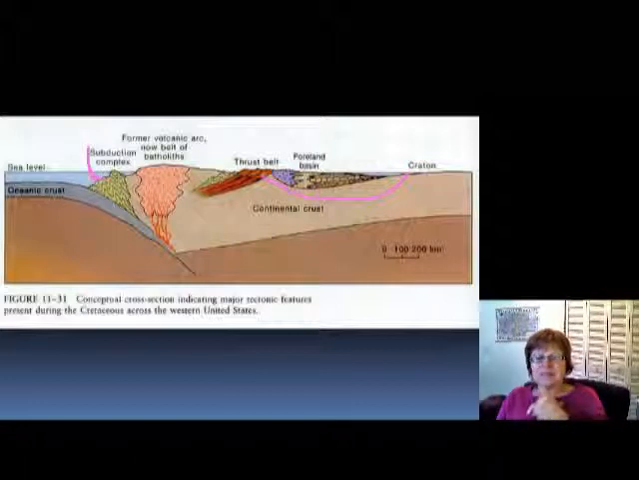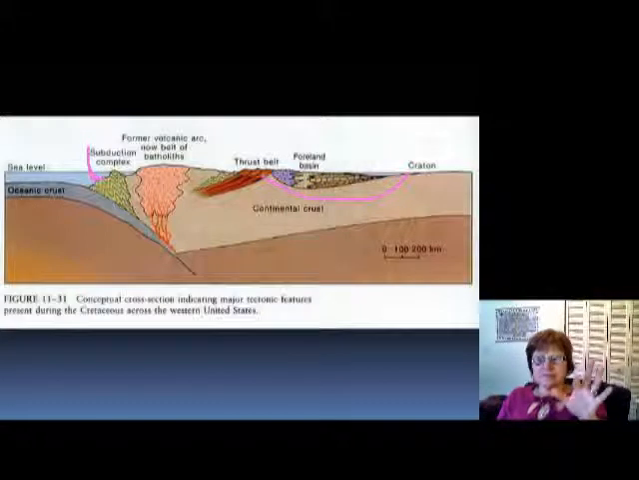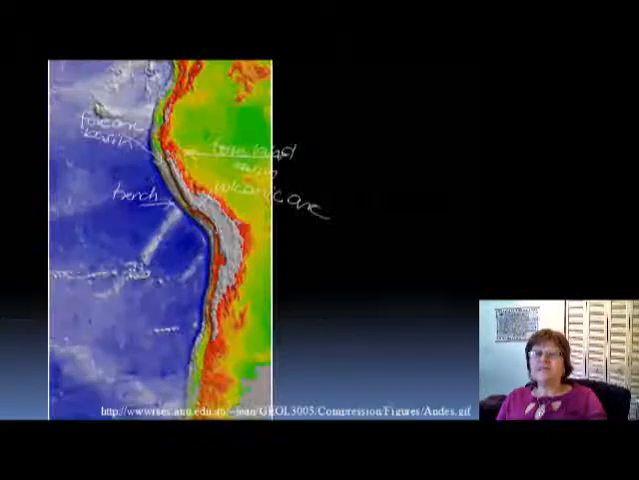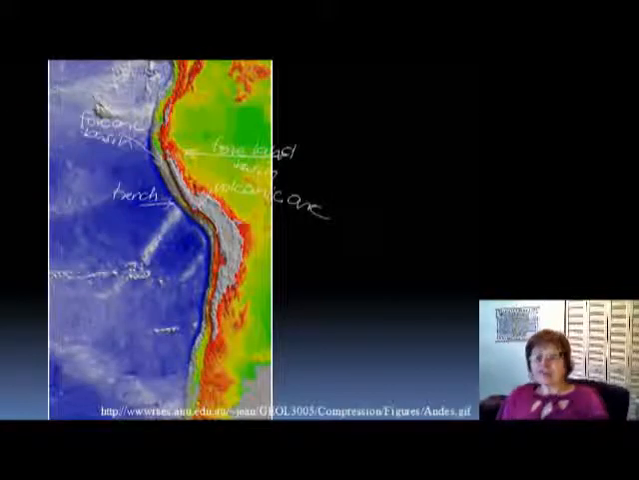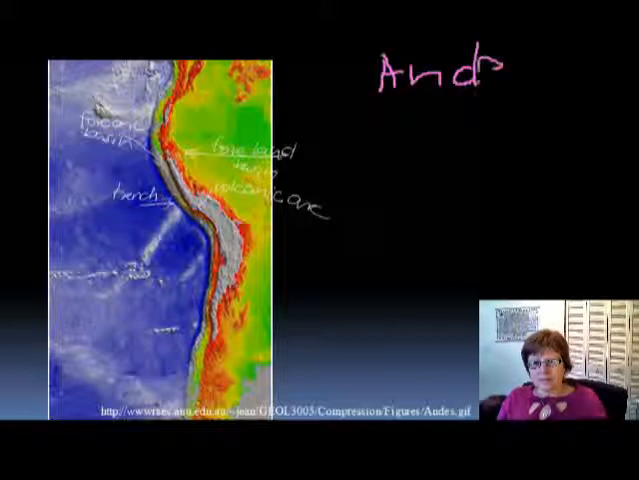So it's the western U.S., as you can see, typical foreland sediment. One of the best examples for Oceanic-Continental plate boundary is the Andes. So Andes is the best example for it. Here is the oceanic plate going down. Here is the trench, and you got the volcanoes on land.